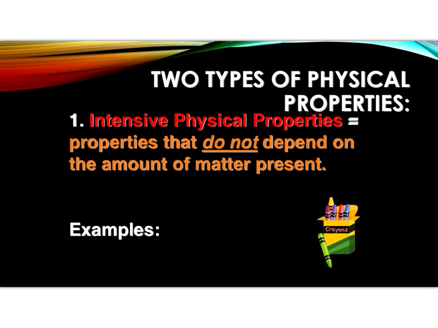There are two types of physical properties, and you'll be tested on your ability to differentiate between the two. The first is called intensive physical properties. These are properties that do not depend on the amount of matter present. Here's my trick for remembering intensive. At the beginning of the word intensive, I hear the letter N. N to me means no. So an intensive property does not depend on mass.